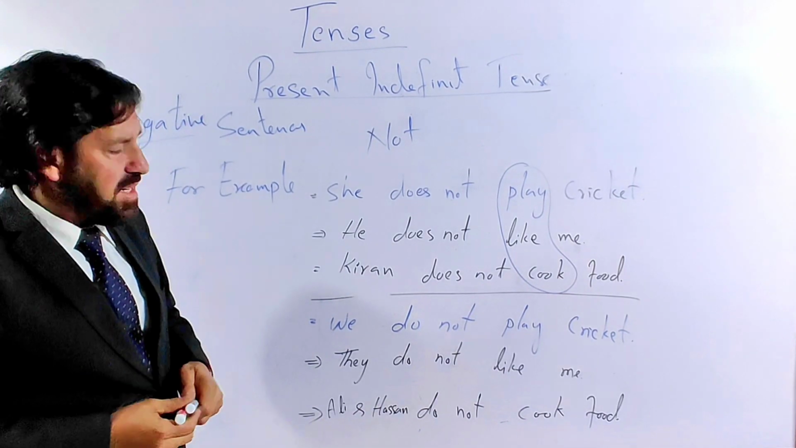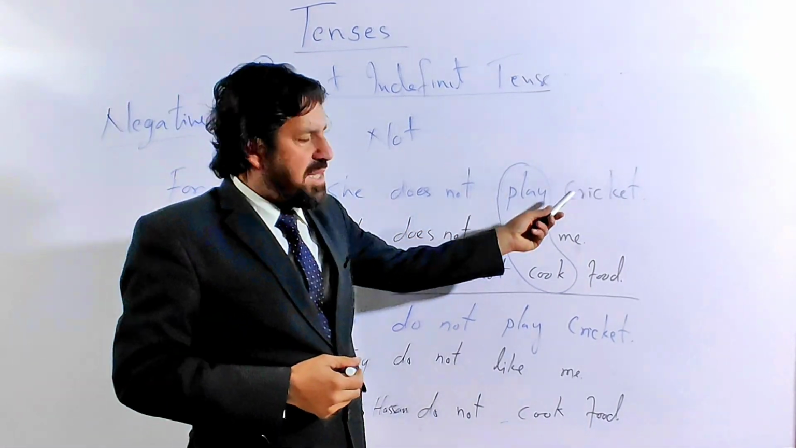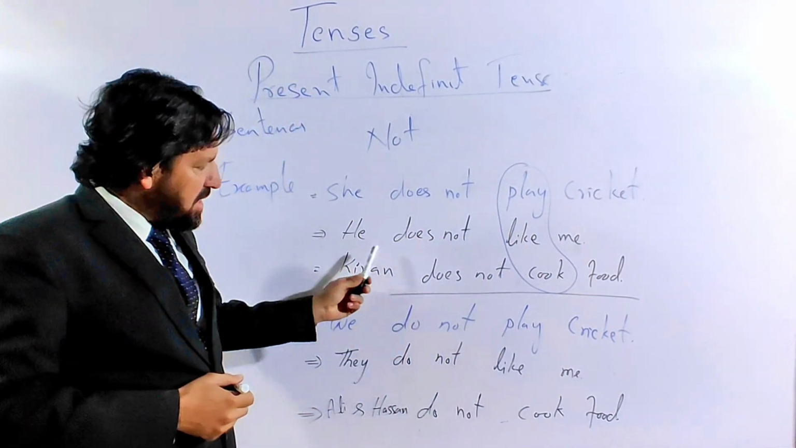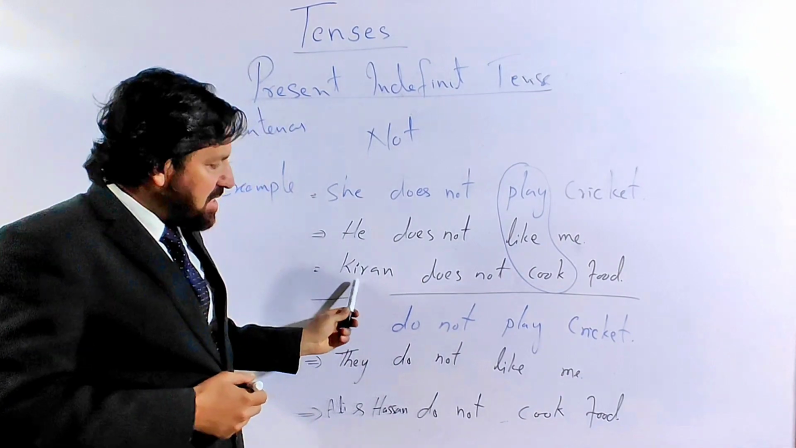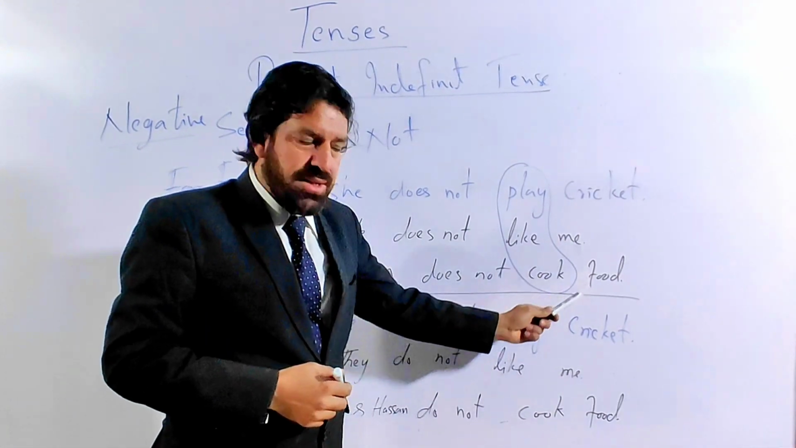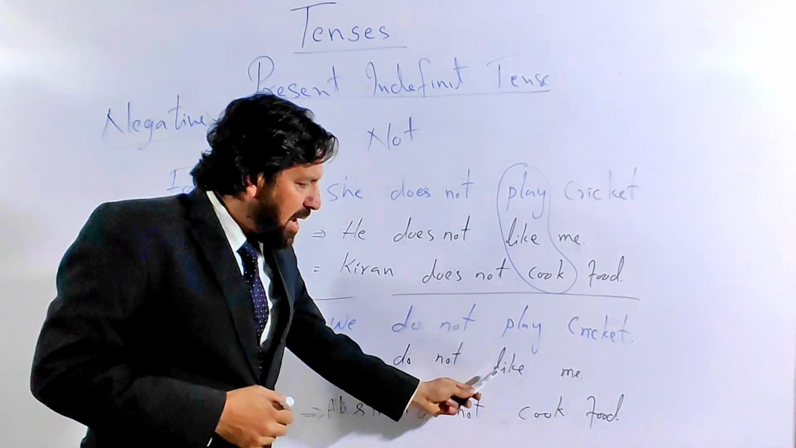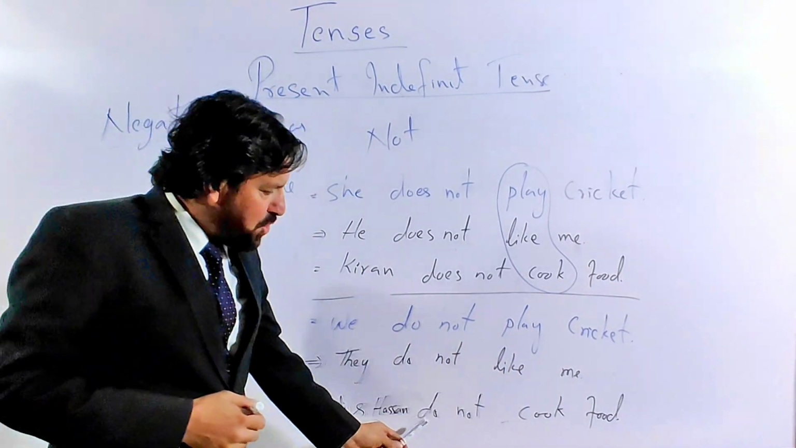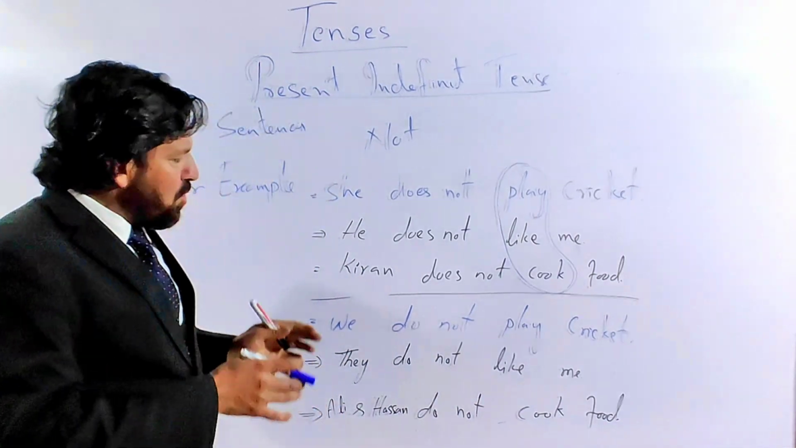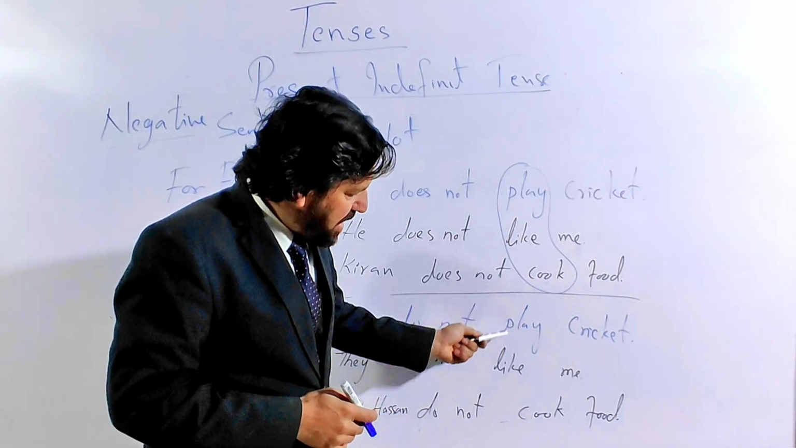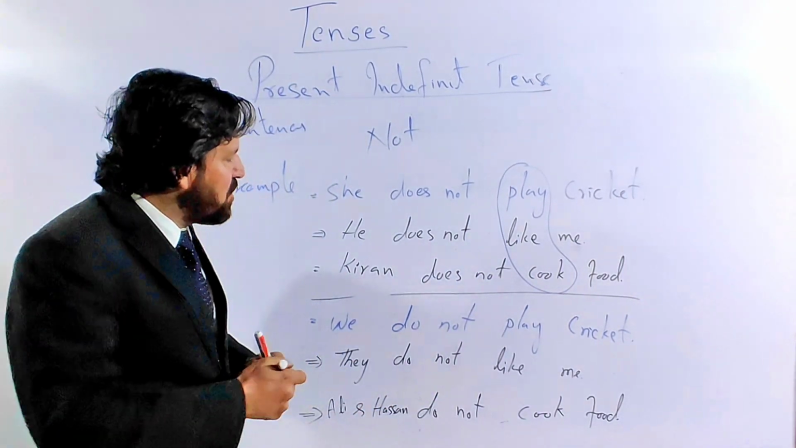Like I write a sentence here: she does not play cricket, right? She does not play cricket. He does not like me. Kiran does not cook food, right? We do not play cricket. They do not like me. Ali and Hassan do not cook food. So this is present indefinite tense. We add the first form of verb here, but the difference is what?